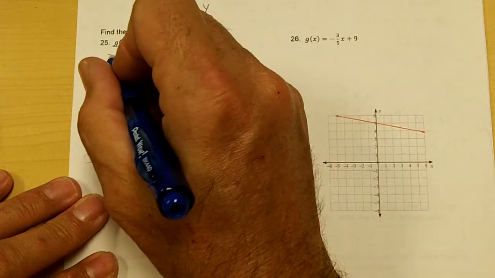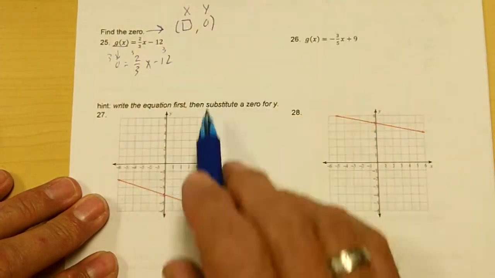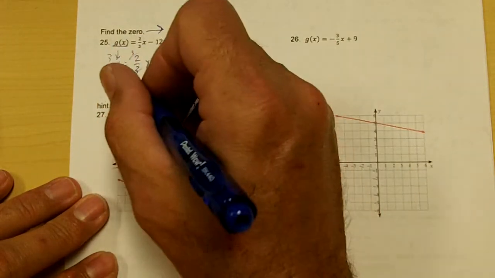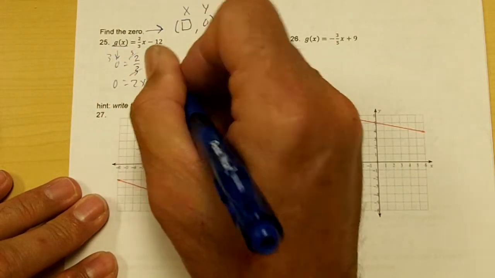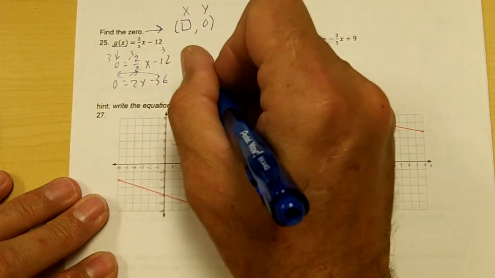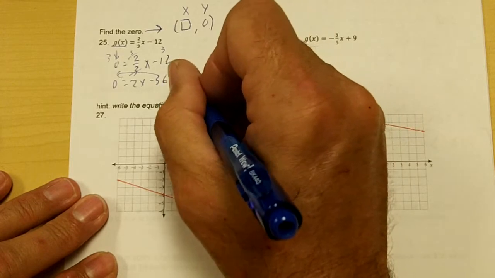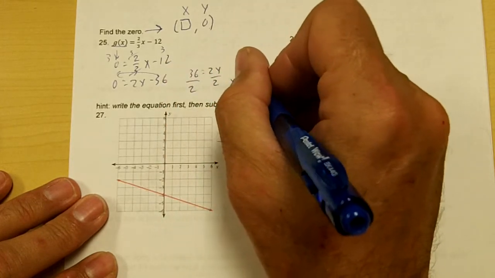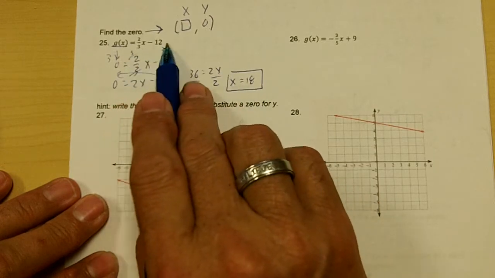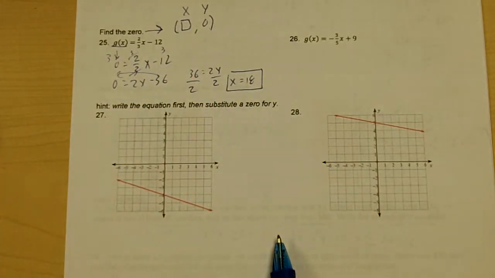Since this has a fraction, I'm going to multiply everything by 3. So 3 times 0 is 0. These 3's divide out to 1. 2x minus 36. I'm going to move my 36 over. I'm going to get 36 equals 2x, divided by 2. And my x is going to be 18, which would be my 0. If I put 18 right here and work it out, I would get 0.